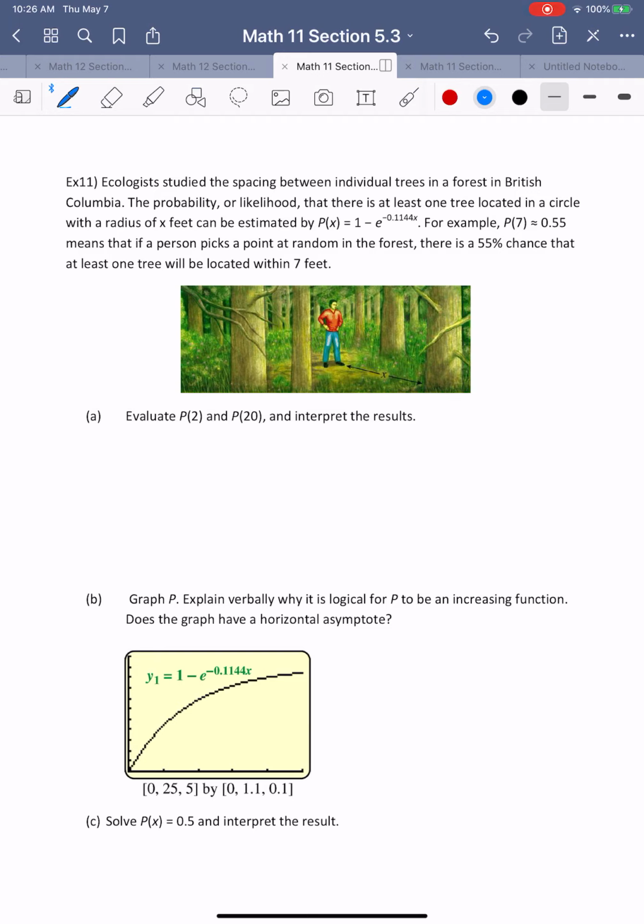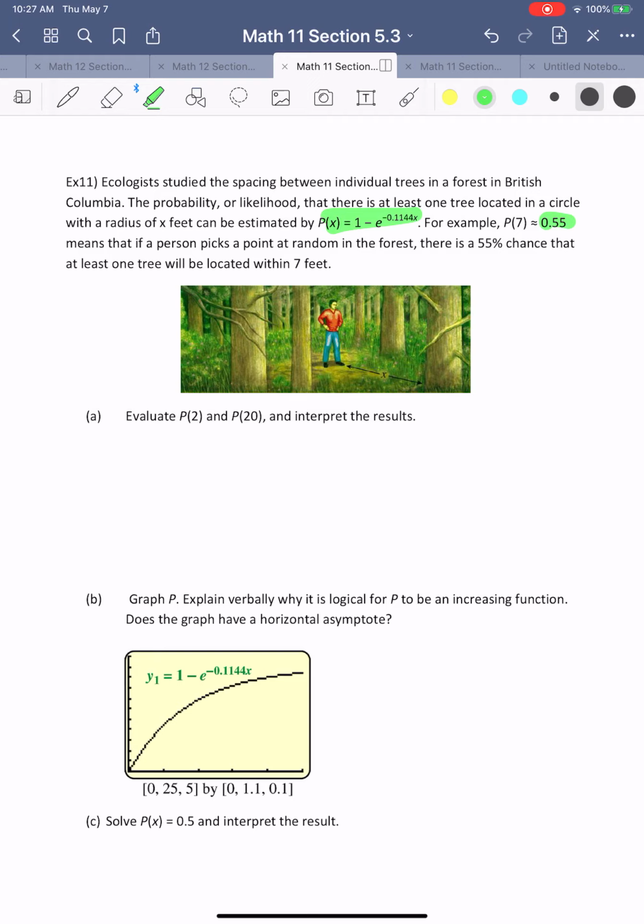The probability or likelihood that there is at least one tree located in a circle with a radius of x feet can be estimated by these formulas. For example, once the constants come out like this, if you plug in 7, you get these values. It means that if a person picked a random point in the forest, there is a 55% chance that at least one tree will be located within 7 feet.